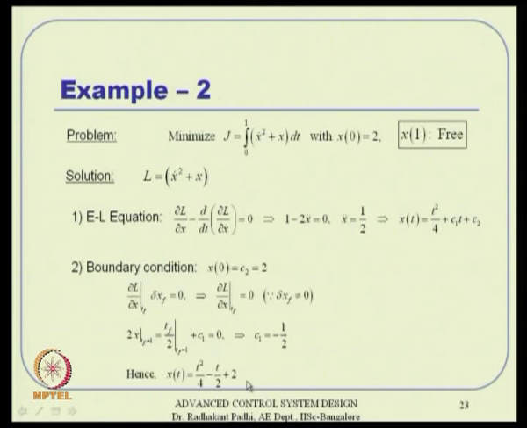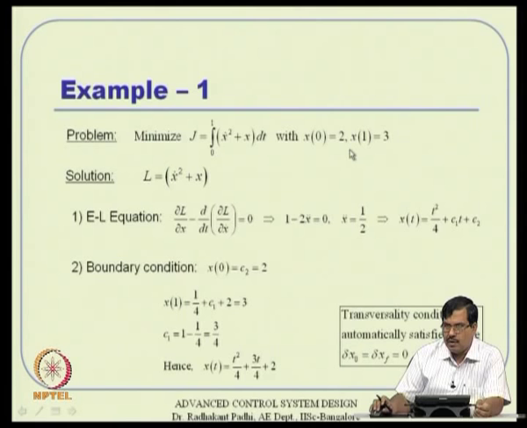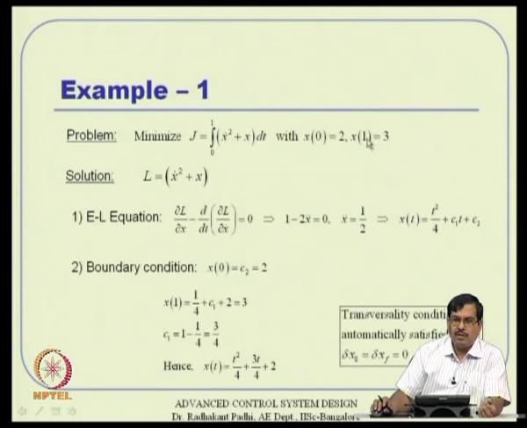Now, the critical point to note here is that the moment you change any of the boundary conditions a little bit, keeping everything else the same, same cost functional, same initial condition, say now x of 1 is really free. That means previously it was fixed at value 3, now we do not care, it can be any value.